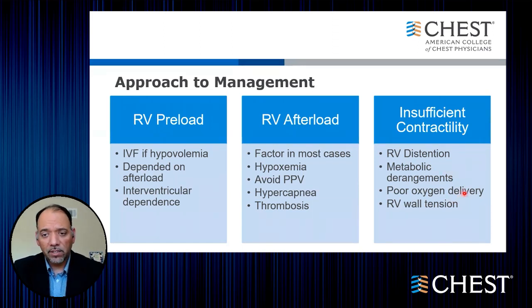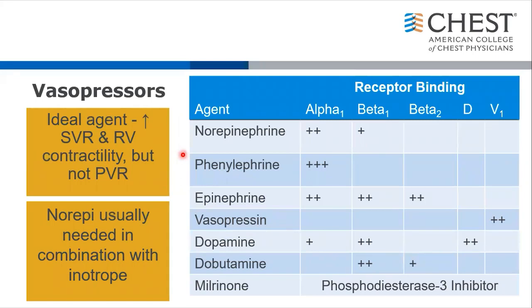Poor oxygen delivery is another thing that would sort of go in the classification of an MI of the RCA. So that's something to be concerned about. And then the wall tension will also dictate the contractility. If the RV wall is stretched very thin, then the cardiomyocytes are not working very well, and contractility will be affected.